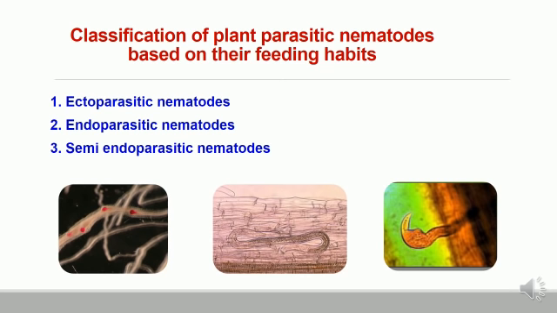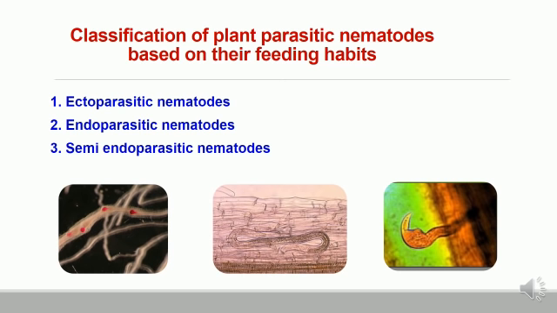Before seeing the important plant parasitic nematodes, first let us see the classification of nematodes based on their feeding habits. First is ectoparasitic nematodes. These nematodes are found on the root surface and feed on the root tips and ultimately inhibit root elongation. They are migratory or sedentary in nature. Next is endoparasitic nematodes. They enter inside the root and feed on the root region from inside. They also have sedentary and migratory forms. Third is semi-endoparasites. In semi-endoparasites, usually the head of the nematode penetrates into the root, while the remaining portion of the nematode can be seen outside the roots.